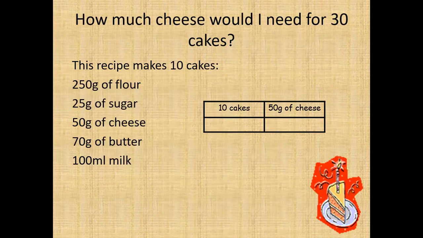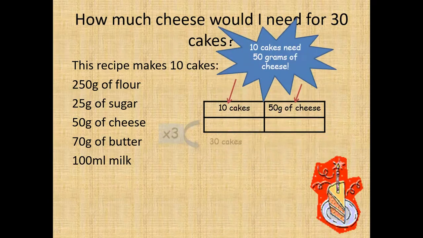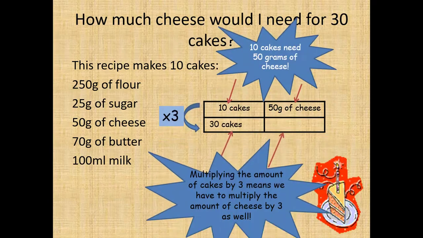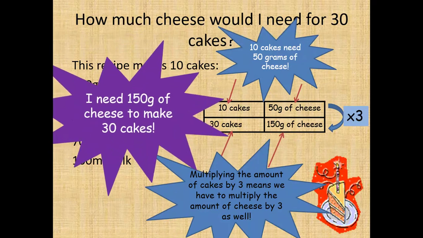Okay, how much cheese will I need for 30 cakes? I'm going to do this. What can I do to 10 to get 30? I'll multiply by 3. So I'll multiply everything by 3, and the 30 cakes will give me 150 grams of cheese. So I need 150 grams of cheese to make 30 cakes.